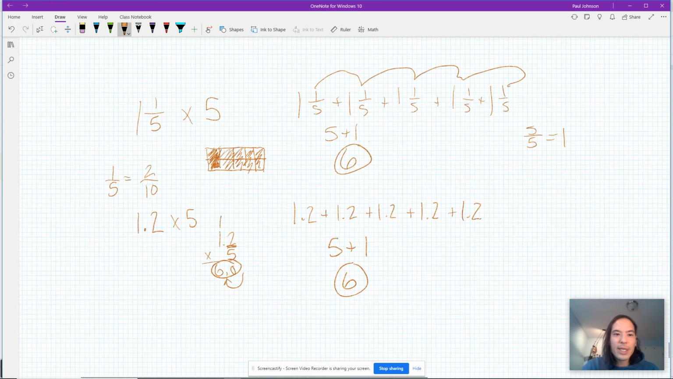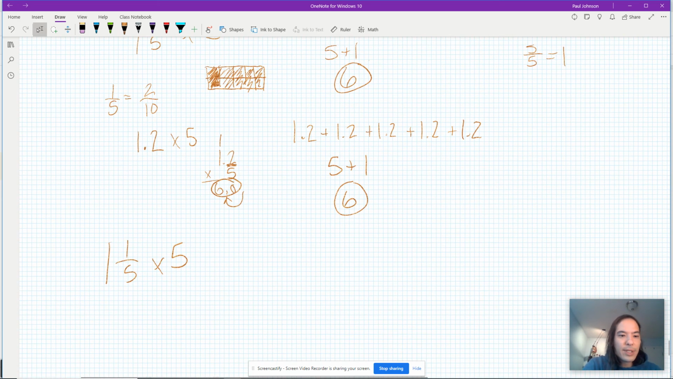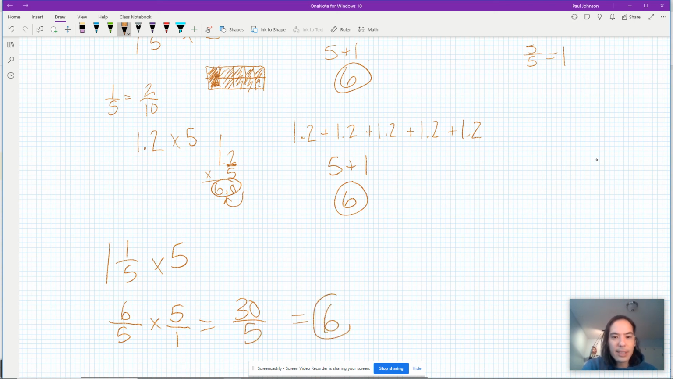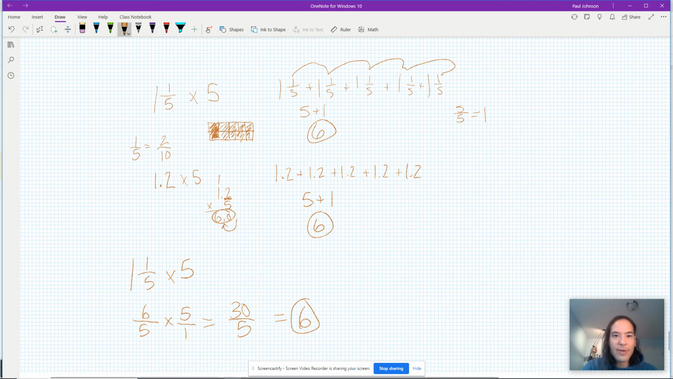Perhaps the most complicated one will probably be if we did it straight from the mixed number times 5. Because what we have to do is turn this into an improper fraction. So 1 times 5 is 5 plus 1. So we'll have 6/5 times 5. Remember to turn your whole number into a fraction by making a 1 as the denominator. Then it's top times top, bottom times bottom. 30 divided by 5 equals 6. So we just got our answer 4 different ways.